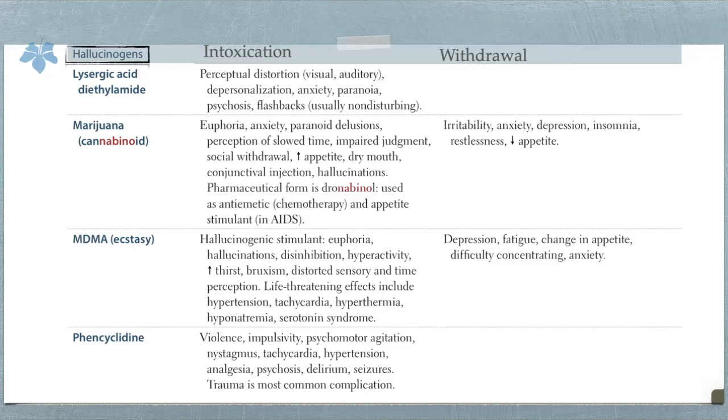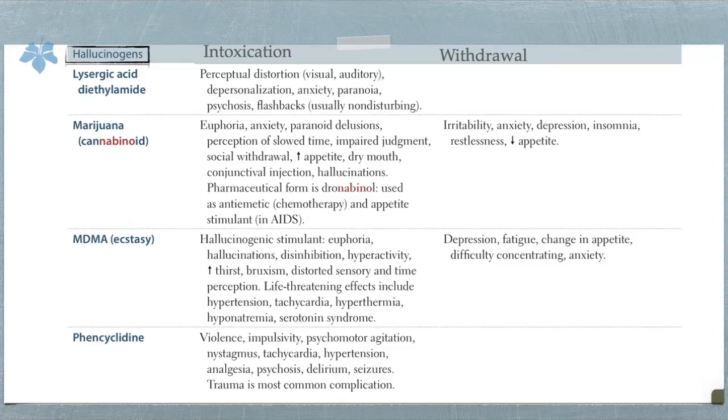The life-threatening effects include the stimulant effects like amphetamine: hypertension, tachycardia, hypothermia, and hyponatremia, because MDMA can induce the SIADH state. So hyponatremia can result, and it can also cause serotonin syndrome if a patient is taking other serotonergic medications, like, for example, SSRIs.